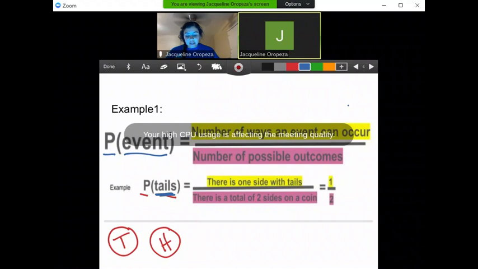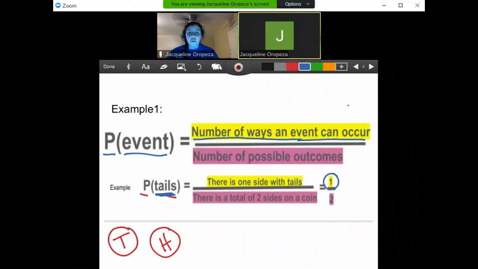If you look at the top, it says number of ways an event can occur. So I have to see how many tails I have on a coin. If I flip it, how many tails are on there? There are only 2 sides, so there's only 1 tails. That is why I put the number 1.